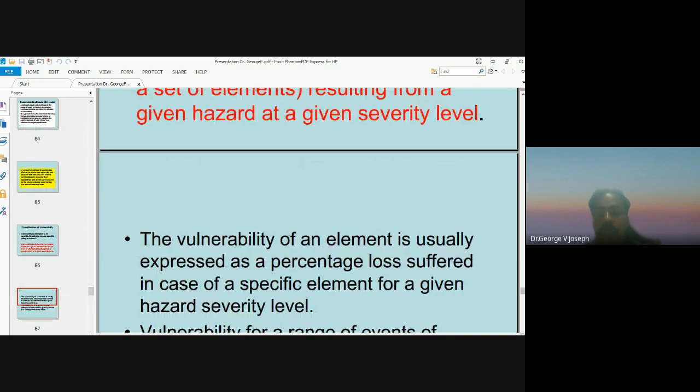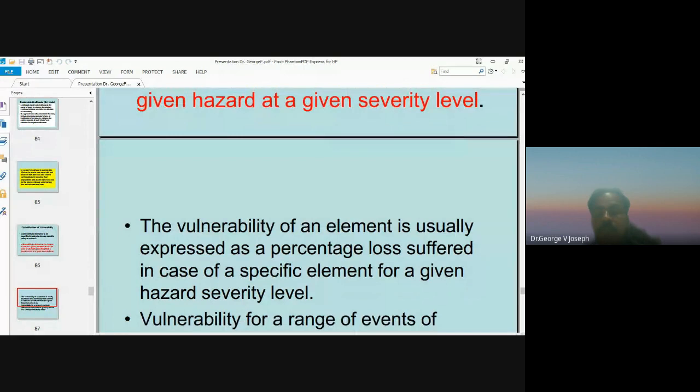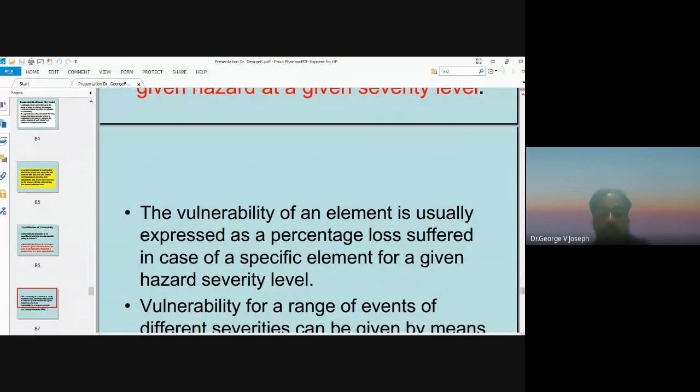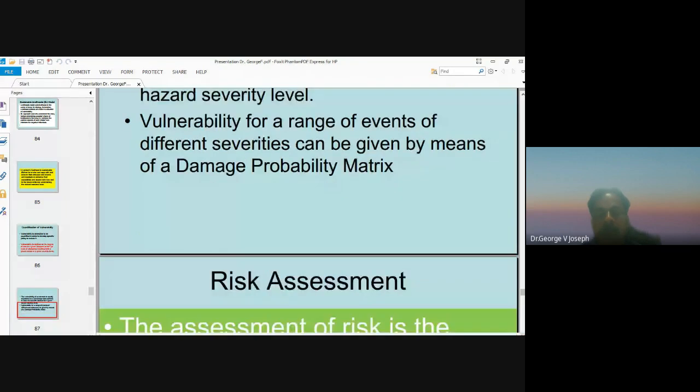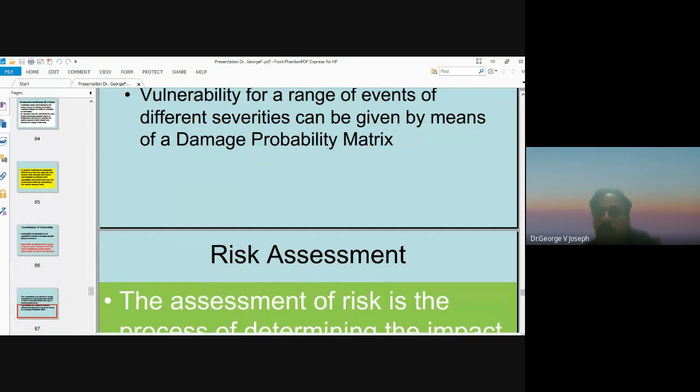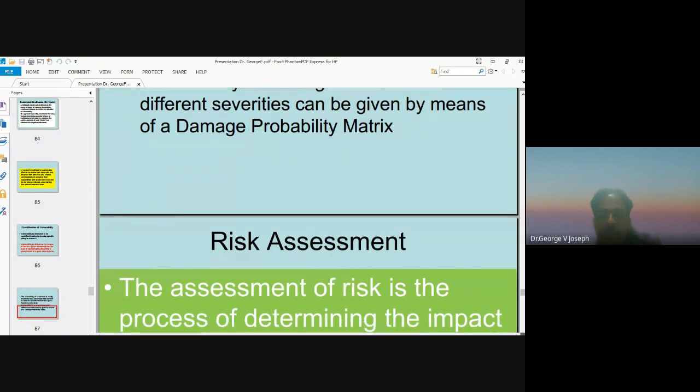The vulnerability of an element is usually expressed as the percentage loss suffered by a specific element for a given hazard severity. So an earthquake of magnitude 6 may take place and the vulnerability may be 50%. If a magnitude 7 earthquake takes place, it may be at a higher level. So this can be quantified and it can also be qualified. So high, low or medium, you can do that.